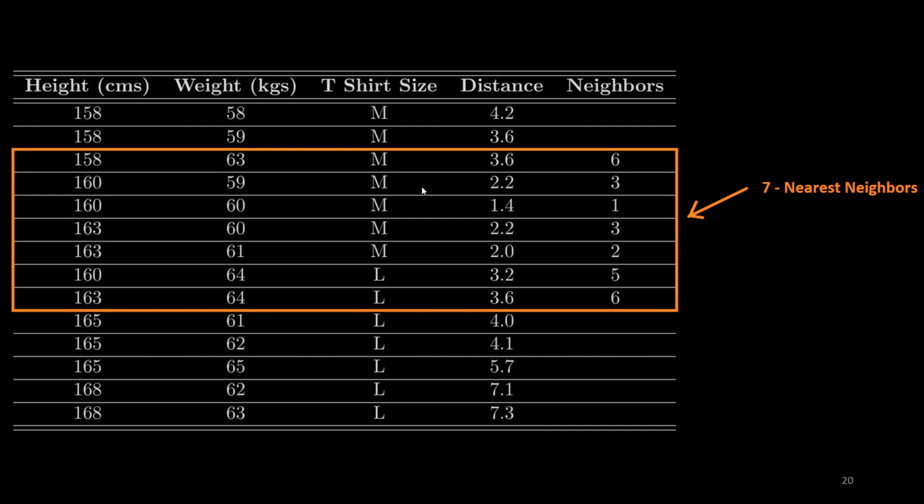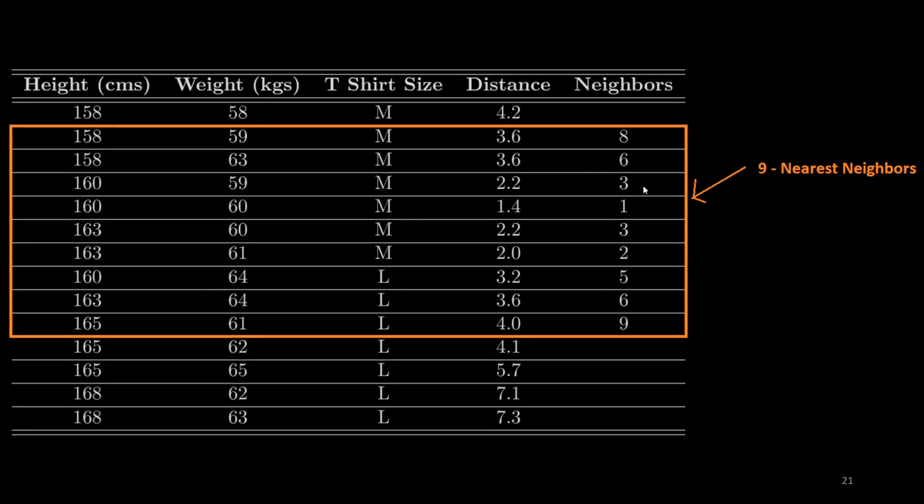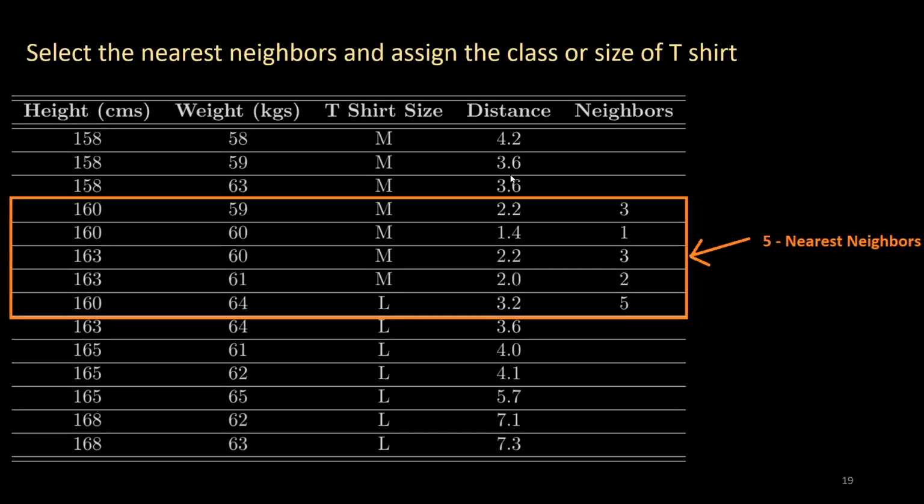So if we increase the number of nearest neighbors further to 9 nearest neighbors, in that case these are the 9 nearest neighbors. If we see the labels and go for the majority voting, we have 6 labels related to the medium class, and there are 3 labels related to the large class. So based on the majority voting, we will recommend a medium size t-shirt to the new customer, Sarah. So we can see that whether our nearest neighbors are 9, 7 or 5, the majority voting tells us that the size of the t-shirt for the new customer is medium.